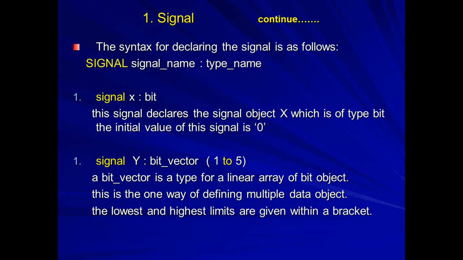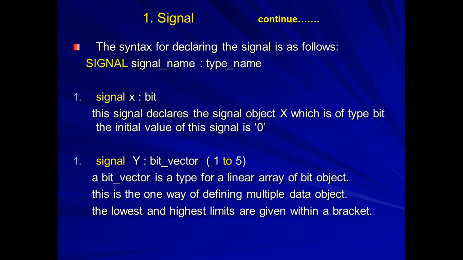Let's see some syntax of how to declare a signal. The syntax for declaring a signal is as follows: signal, signal underscore name, colon, type underscore name. First, let's see the first example, signal x colon bit, where this signal declares the signal object x and it is of the type bit. The initial value of the signal is 0, as bit represents only the two logical values, either 0 or 1. Hence here we can declare the signal x of the bit type.